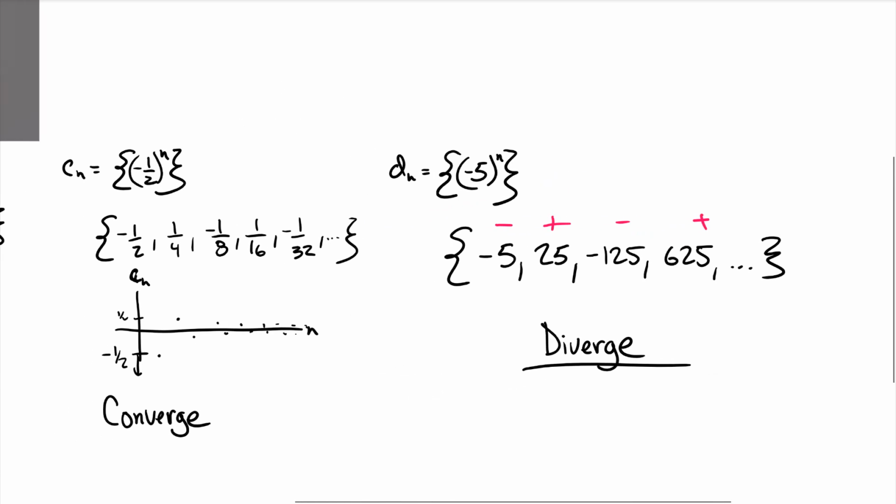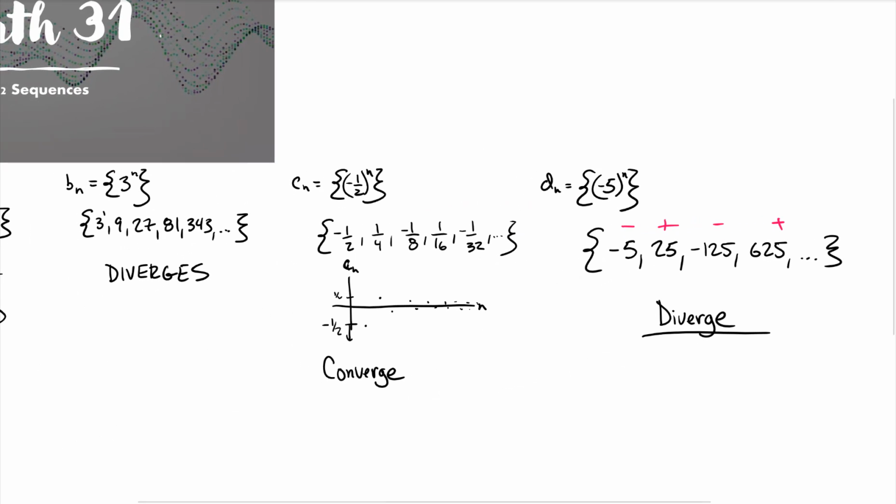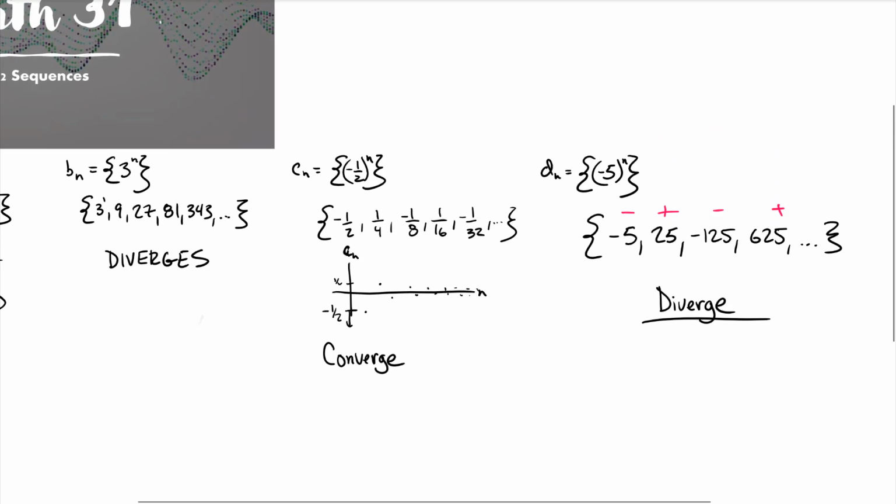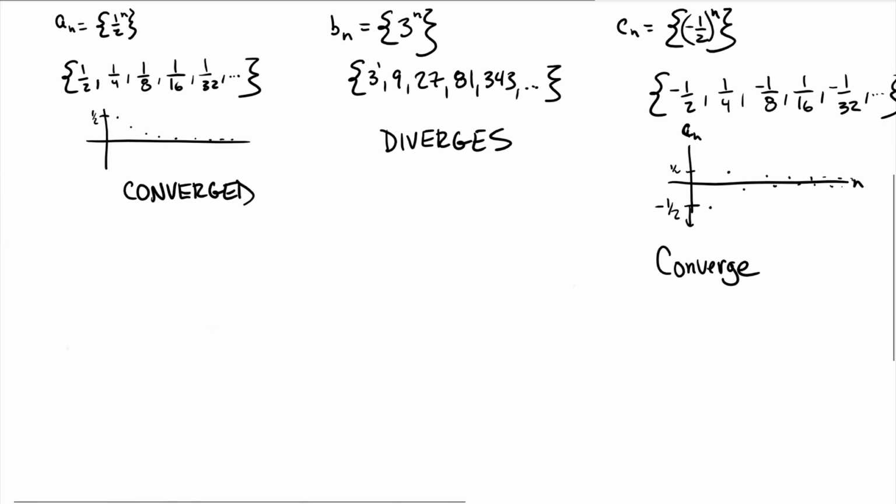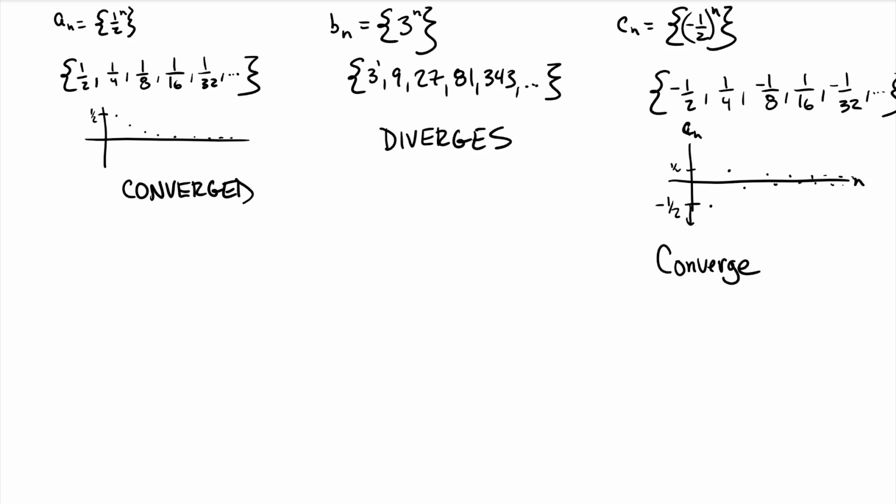Well, notice what we've done. All we've done is taken a number and raised it to the nth power. This is what we call a geometric sequence. So we're looking at something like this: r to the n, where we're concerned with the r.